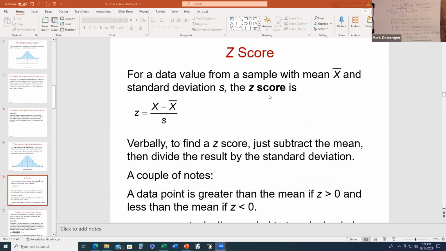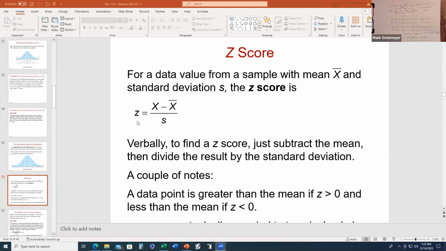So that brings us to what a Z-score is. What is a Z-score? Ladies and gentlemen, every data value of a normal distribution has a Z-score. A Z-score basically is the number of standard deviations a data point is away from the mean of a data set. Again, a Z-score is the number of standard deviations that a particular data observation is away from the mean of the data set.